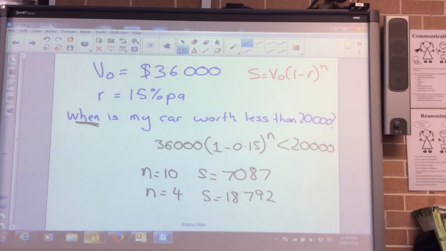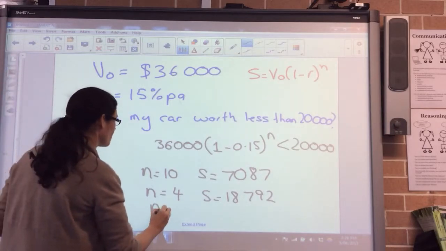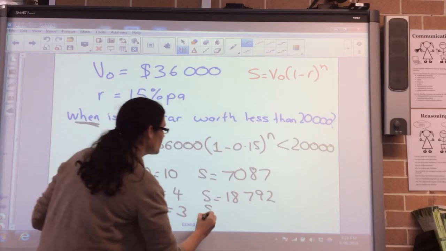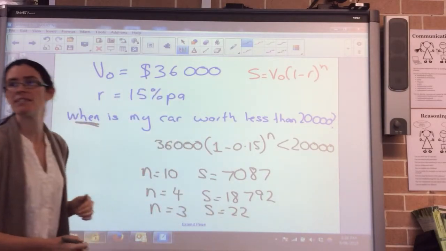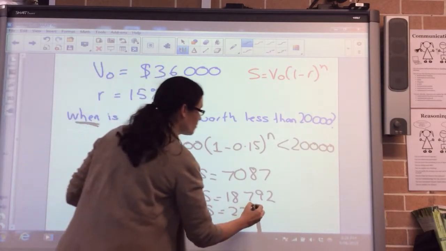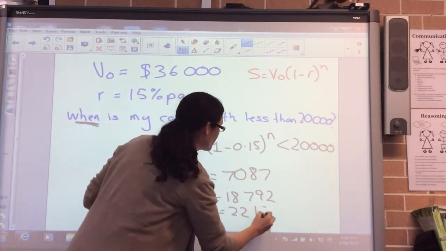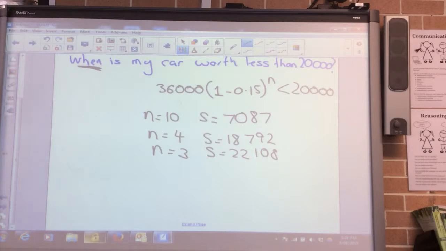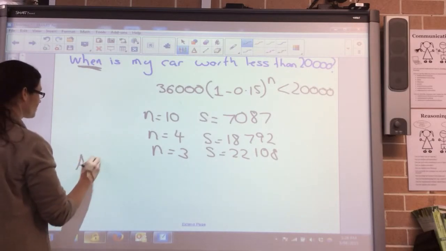We should probably check what? We know at 4 years it's below 20,000. We should check 3. So let's check 3. Okay, just arrow back, replace the 4 with a 3. What do we get as our salvage value? Salvage value is 22,108. Okay, we don't care about the exact value. We just want to know when it was less than 20,000. So when is it less than 20,000? After 4 years.